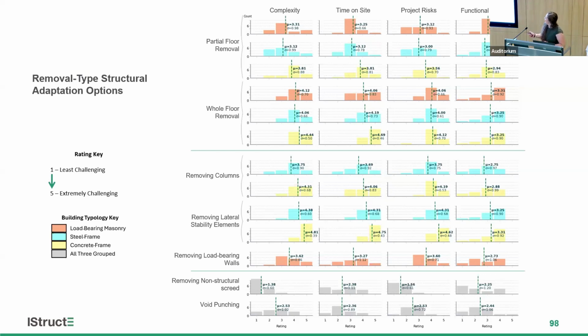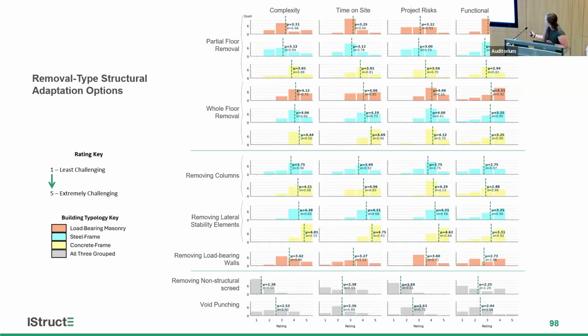Right. This slide is all talking about the removal type structural adaptation options. So that's where the main point is to take out elements or members from the structure. As you can see at the top, with partial floor removal and whole floor removal, in general, the whole floor removal was rated as more challenging or potentially more problematic by our participants to perform than partial floor removal. It's also, you can see, especially for complexity and time on site, that for concrete typologies, there was an increased challenge that you can see here.